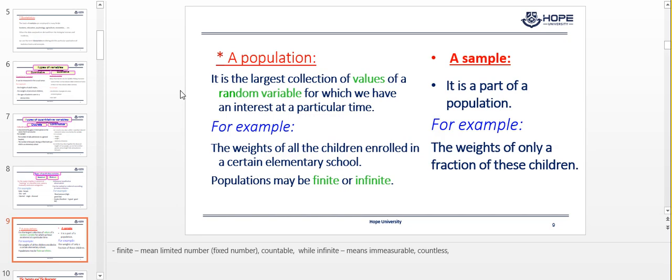Sample is a subset of population. You can take a sample from the whole population, since you cannot count the whole population at once. For example, if I am studying the weight of children enrolled in all elementary schools in Mogadishu, it's difficult for me. But if I limit it to a specific place, a specific school, a specific class, that is called sampling. A sample is a part, a subset, of the population. For example, the weight of only a fraction of these children in a specific place, in a specific school, something like that.